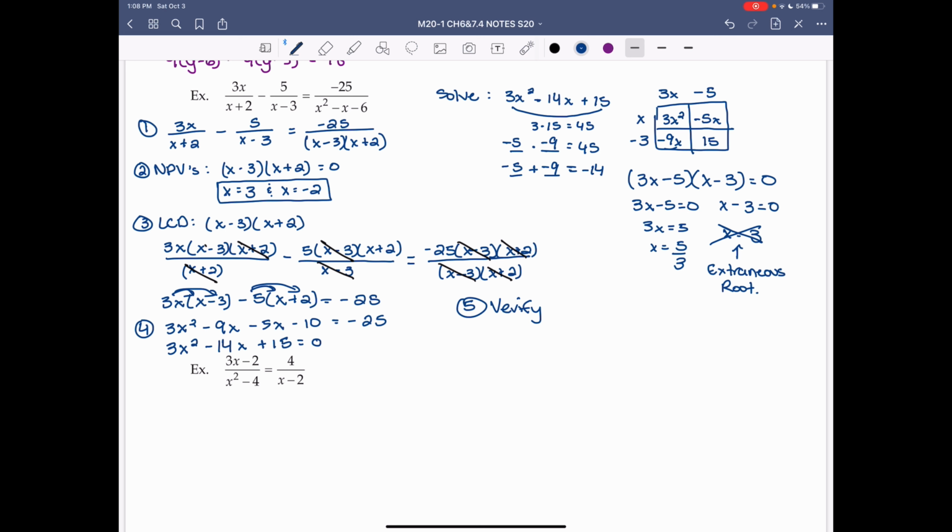And then x equals 5 over 3, we need to check by plugging in. We have 3 times 5 over 3 over 5 over 3 plus 2 minus 5 over 3 minus 3 equals negative 25 over 5 over 3 squared minus 5 over 3 minus 6.